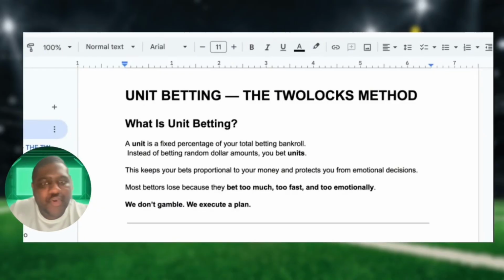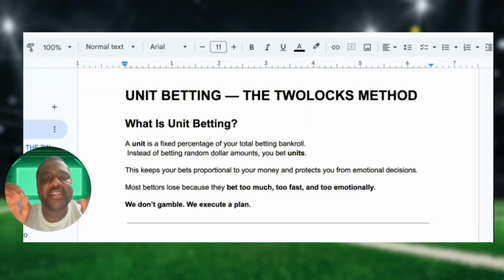All right, let's go over unit betting, right? It's really a very simple concept, but a unit in sports betting, I get this question a lot, by the way. A unit in sports betting is a fixed amount you put on any bet, right? Instead of saying I got $10 on it, say I got 1 unit on it. So it replaces the dollar amount, right? So this keeps your bets proportional to your money and protects you from emotional decisions.